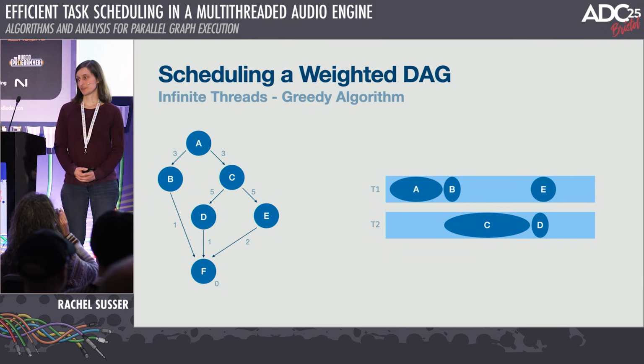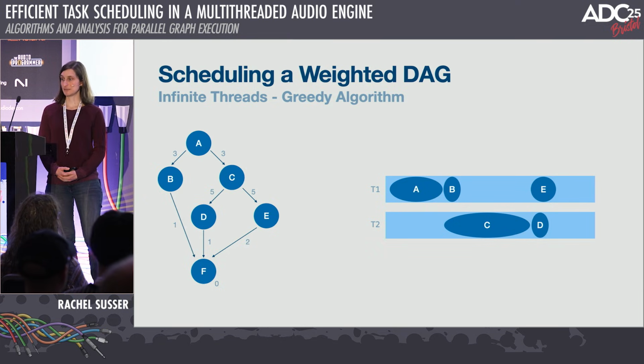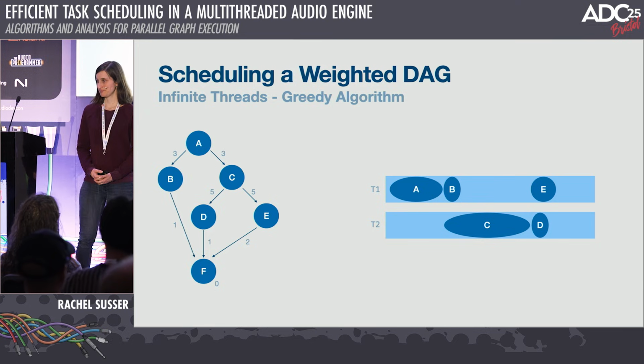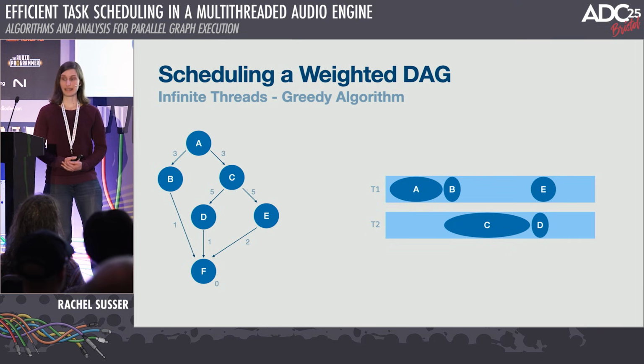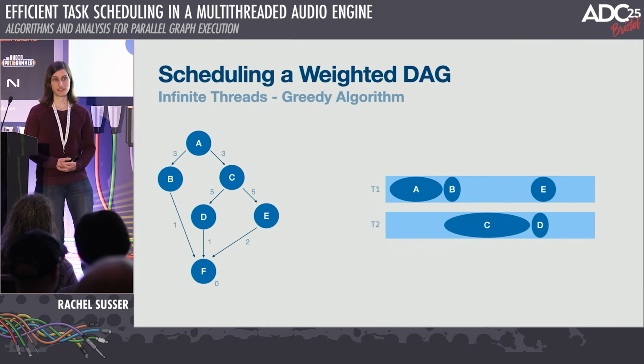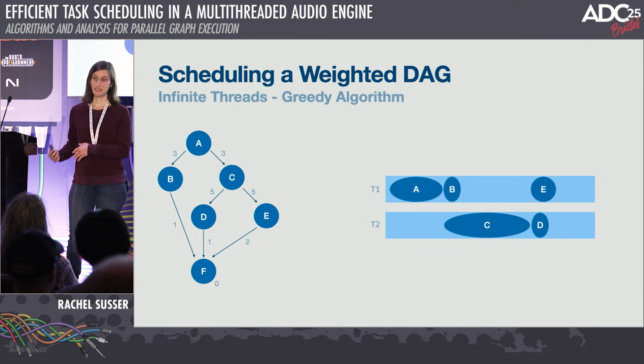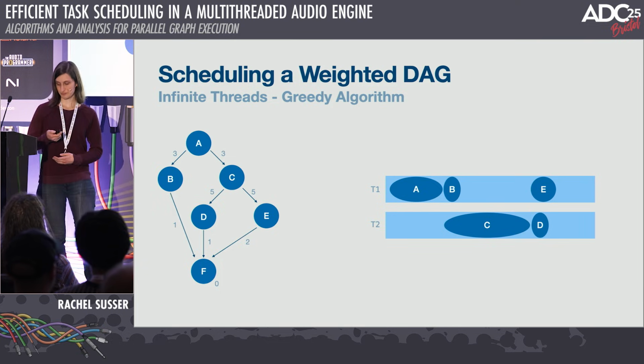With these extra resources, we finish the work faster because, as you see here, B and C can run in parallel, as can D and E. For this graph, we can't get faster with more than 2 threads because B and C need to wait for A, and D and E can't execute until after C finishes.